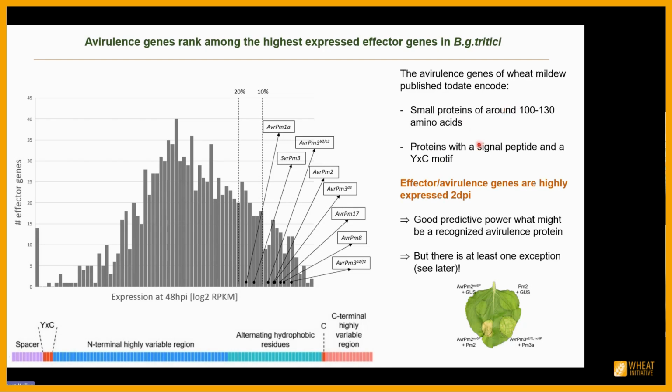They have, of course, a signal peptide, and they have this Y or FXC motif in the protein sequence. So we know now what makes a good candidate gene, and that helps, of course, in the benchmarking approach. But as I will show you later, there is at least one exception, and there is probably more. So this is not the complete answer to the identification of AVR genes.